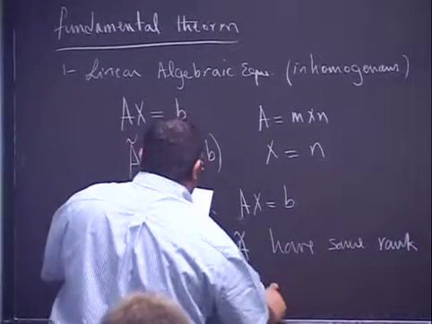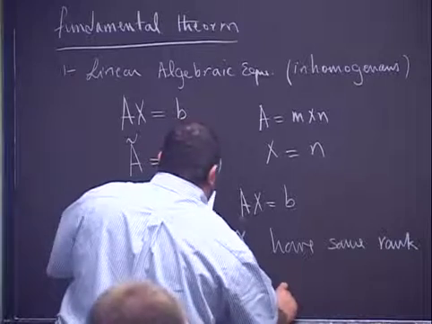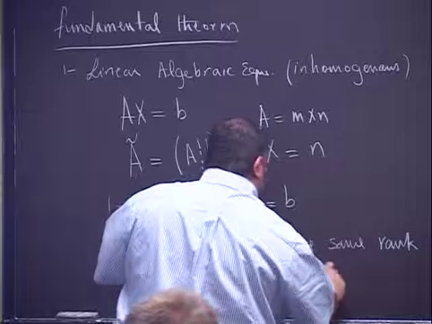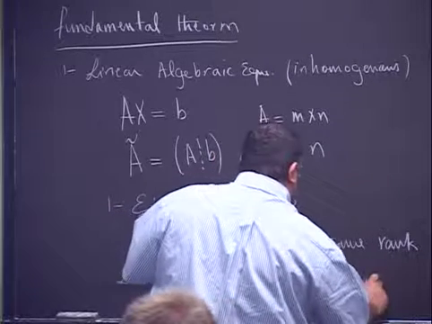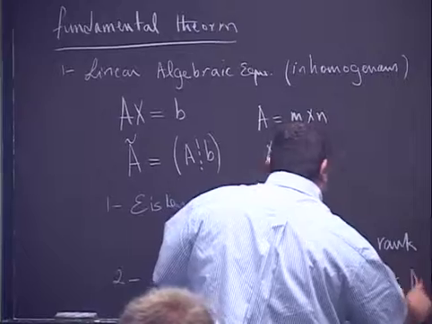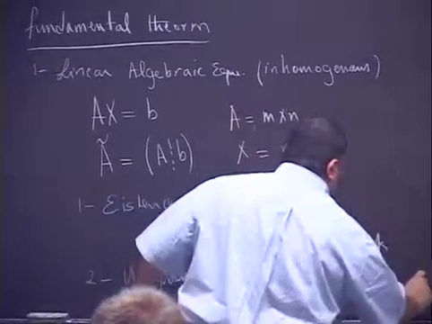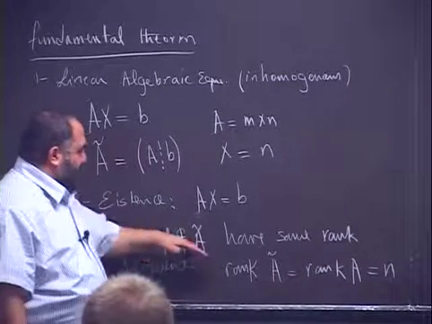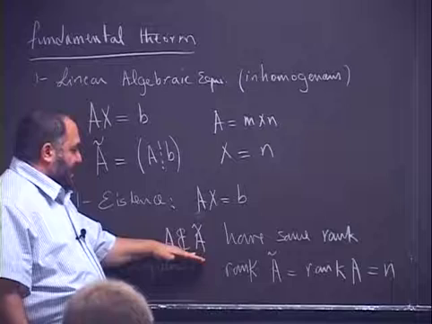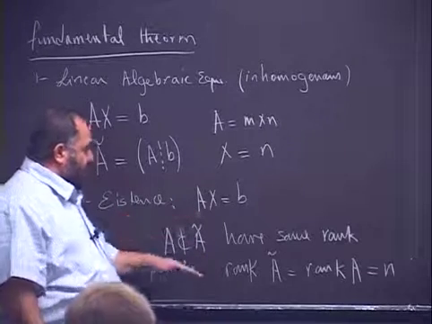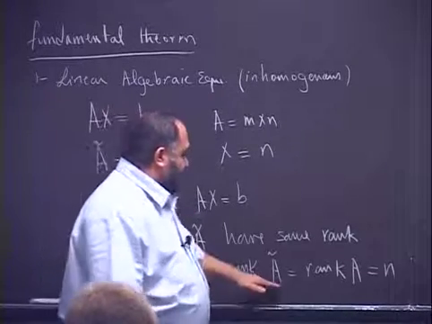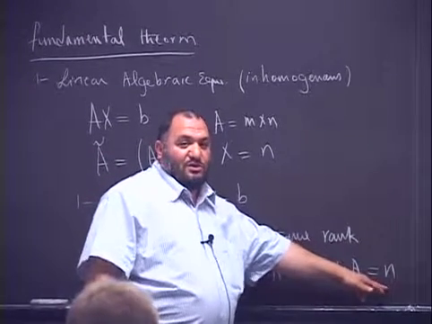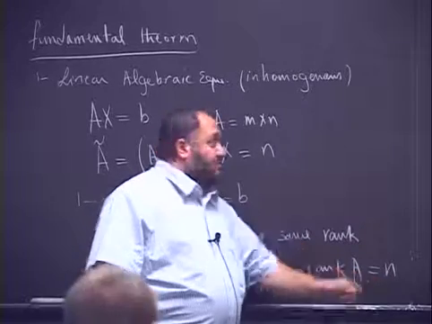For uniqueness of the solution, the rank of the augmented matrix should be equal to the rank of the matrix A, and this should equal N. So if the ranks of A and A tilde are the same, you have a solution, but to have a unique solution, this rank should equal, for an n by n matrix, the total number of rows or columns.